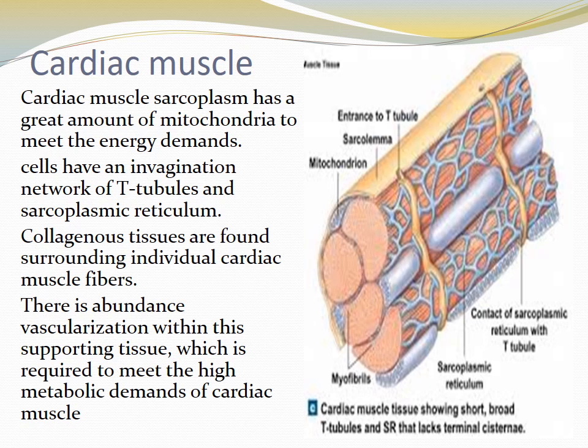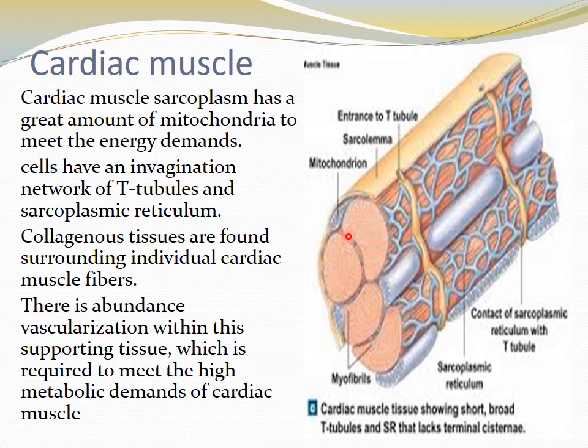Now, the cardiac muscle sarcoplasm has a great amount of mitochondria. You know that the cell membrane of the muscles is called the sarcolemma, and the cytoplasm is called the sarcoplasm. And it has a lot of mitochondria for the energy demands of the cardiac muscle.